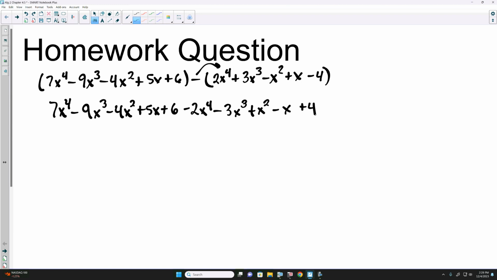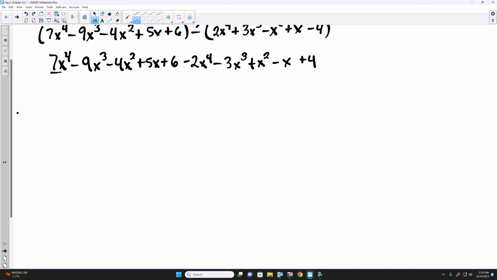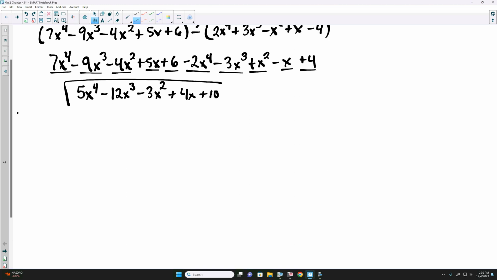Now at this point, we can combine like terms. Well, our 7x to the fourth minus 2x to the fourth is 5x to the fourth. Negative 9x cubed minus 3x cubed would be negative 12x cubed. Negative 4x squared plus x squared would be negative 3x squared. 5x minus x is plus 4x. And 6 plus 4 is plus 10. Yeah, we can combine them once we get the signs correct.